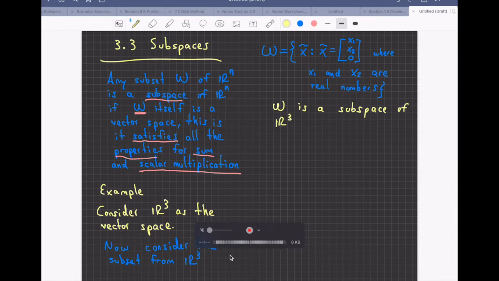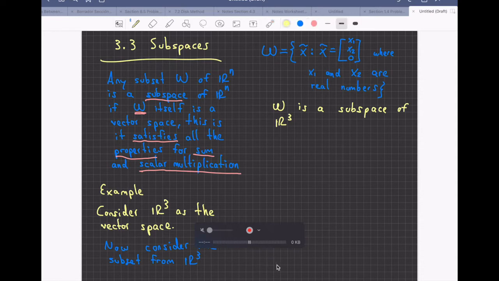How could we prove that? Well, we would have to verify that all the properties that we have seen before for the addition or sum and the scalar multiplication for vector spaces are satisfied. But trying to verify those properties every time might be tedious. So we have another way to verify that. But by the way, graphically, what is this vector space in this context?